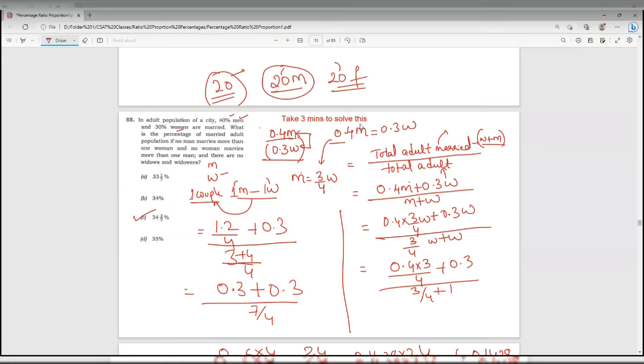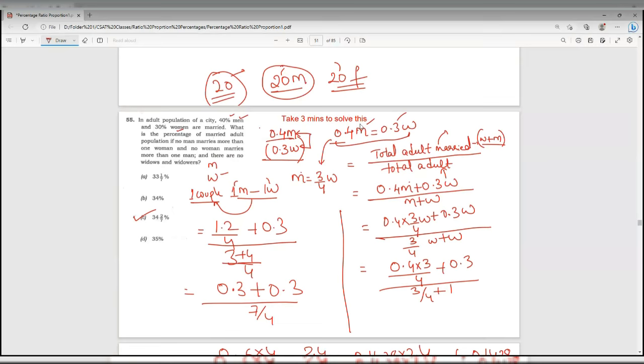Since if there are couples, the number of married males and married females would be the same, I'm equating this here: 0.4 m is equal to 0.3 W. This is women. These two would be the same, because whenever you say there are 10 or 20 or 30 couples, there would be 30 males and 30 females. That's why I'm equating these two here.